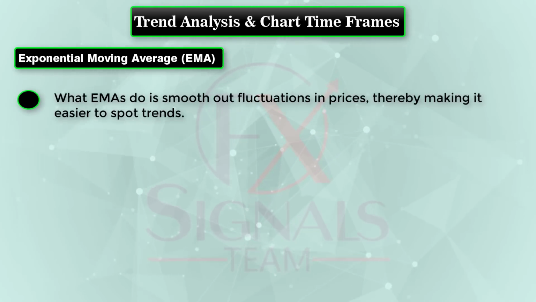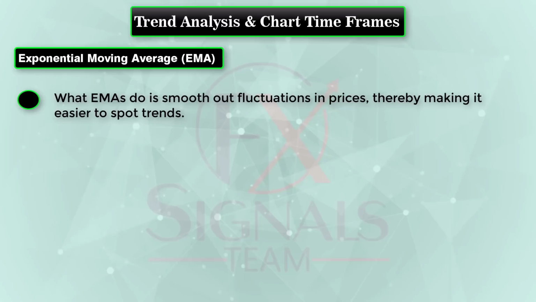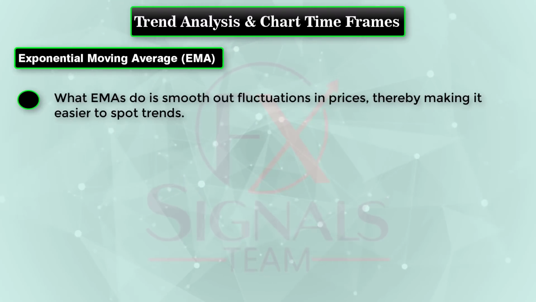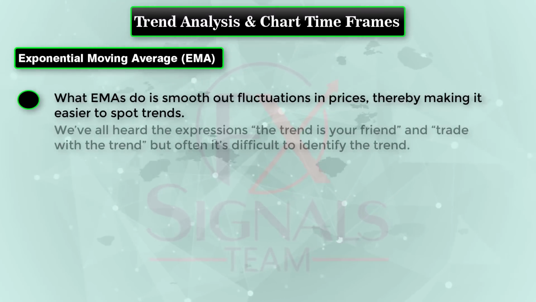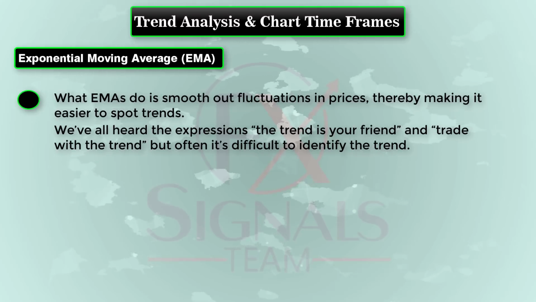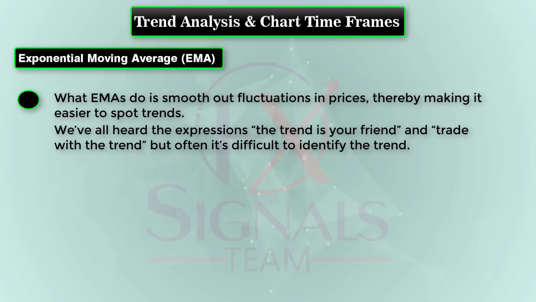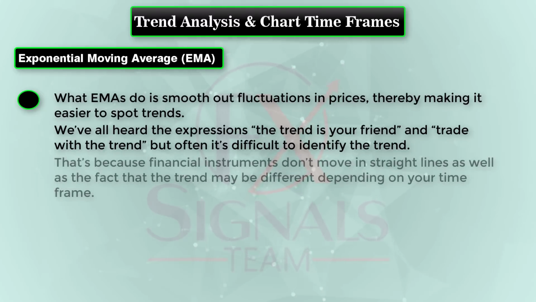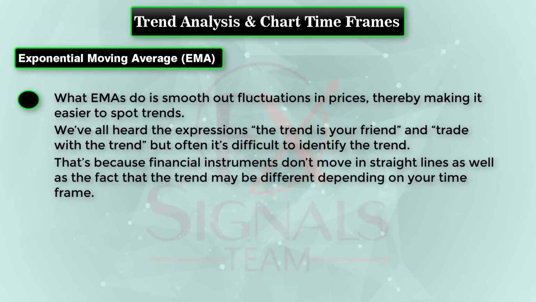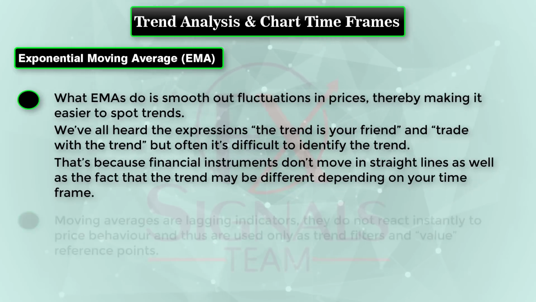What EMAs do is smooth out fluctuations in prices, thereby making it easier to spot trends. We have all heard the expressions, "the trend is your friend," and trade with the trend, but often it's difficult to identify the trend. That's because financial instruments don't move in straight lines, as well as the fact that the trend may be different depending on your time frame.